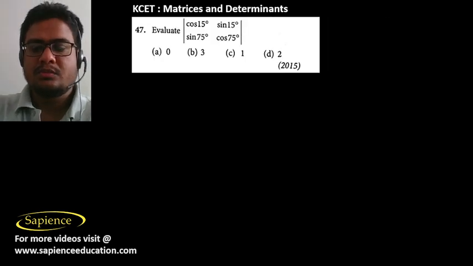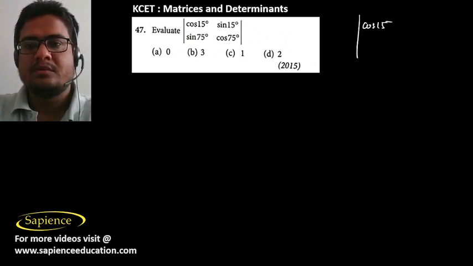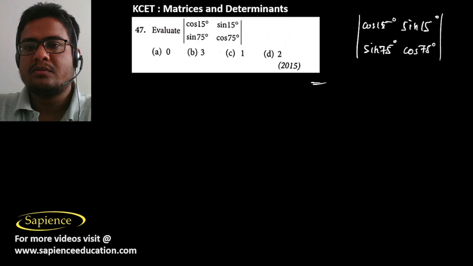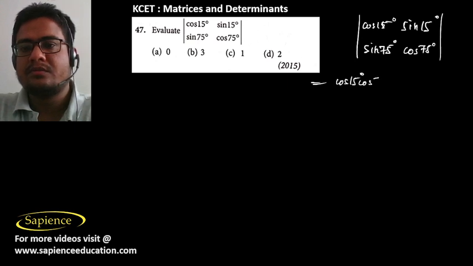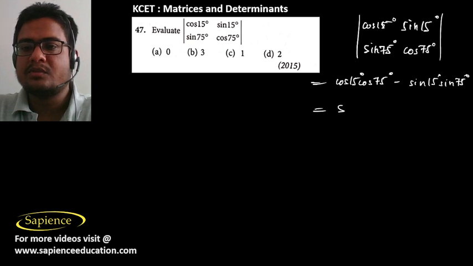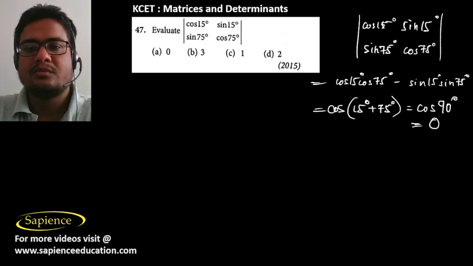Then question number 47, it is told to evaluate the determinant of [cos 15 degrees, sin 15; sin 75 degrees, cos 75 degrees]. So this will be equal to cos 15 into cos 75 minus sin 15 into sin 75. This is like cos A cos B minus sin A sin B, so this is the formula for cos of 15 plus 75. 15 degrees plus 75 degrees is 90 degrees, so this is cos 90 degrees, which is equal to 0. Option A is the correct answer.